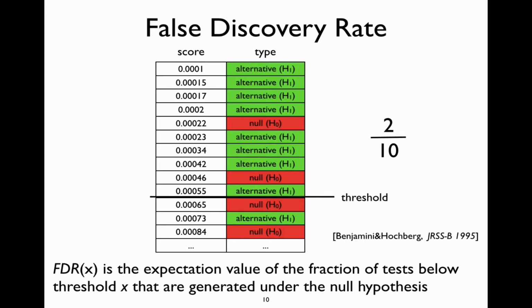So here's a purely fictive example where somebody told us that 2 of those 10 above threshold are incorrect, and hence we could expect the expectation value of the hypotheses generated on null hypothesis to be 20%, and hence the FDR could be estimated to 20%.